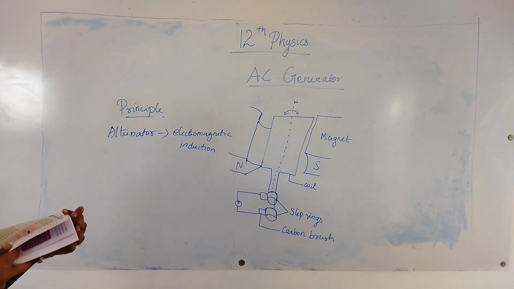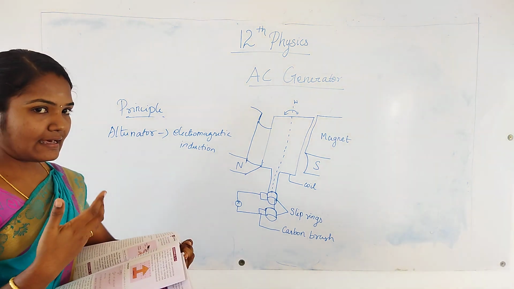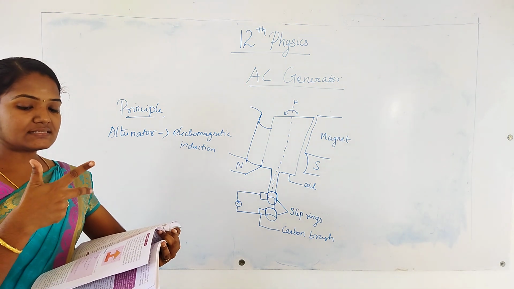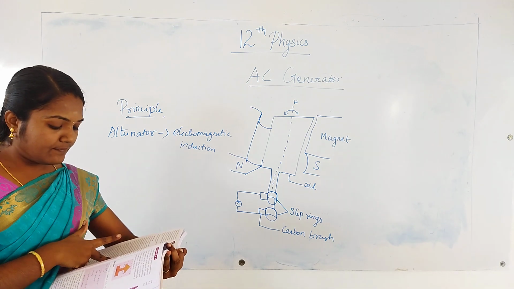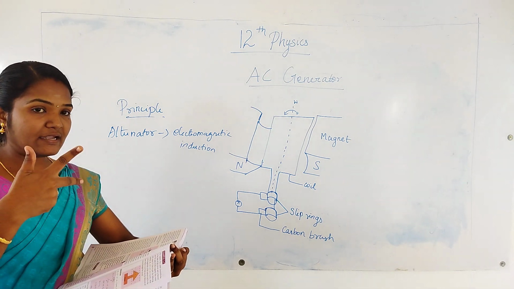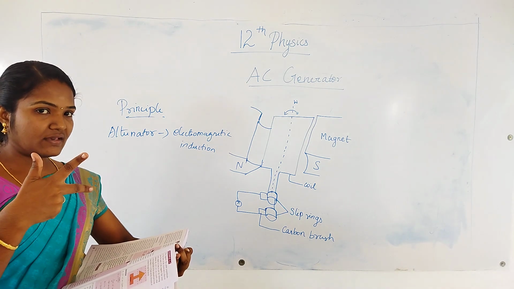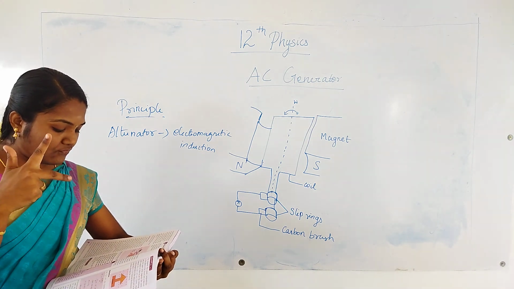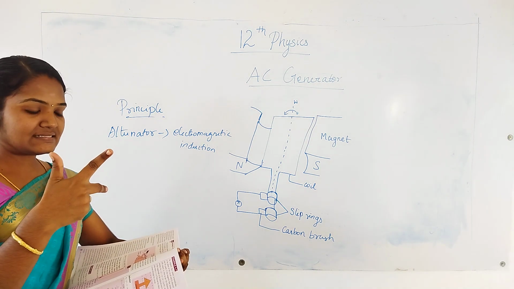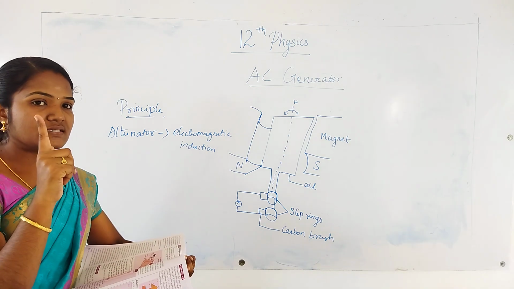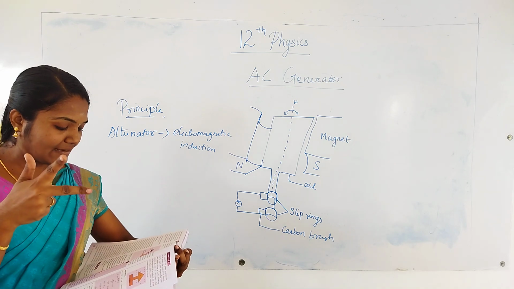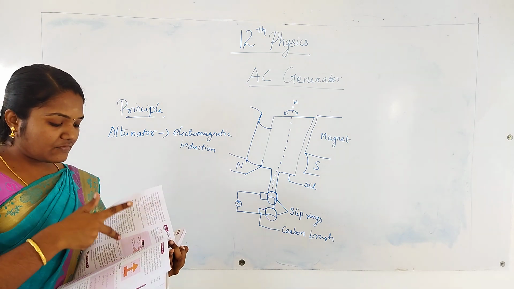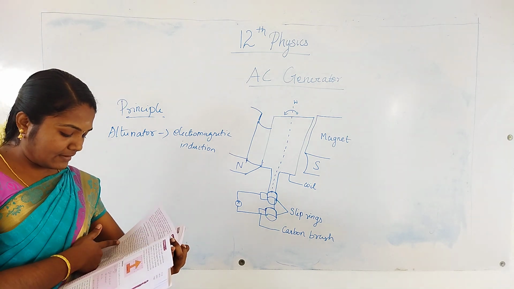What is Fleming's right-hand rule? Take your right hand and stretch the thumb, the index finger and the middle finger, placing them in mutually perpendicular directions. The index finger points in the direction of the magnetic field.